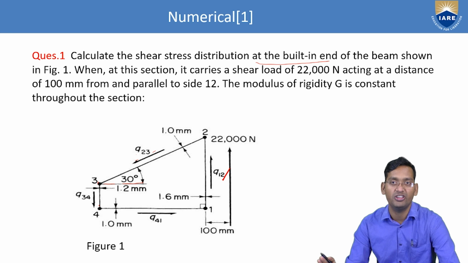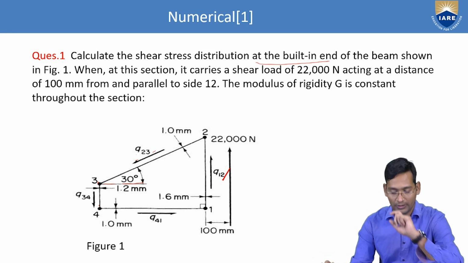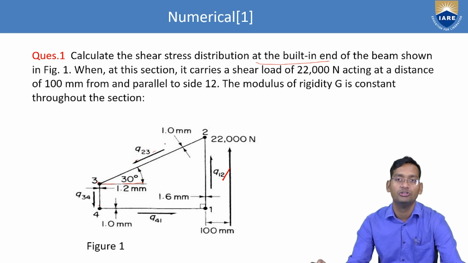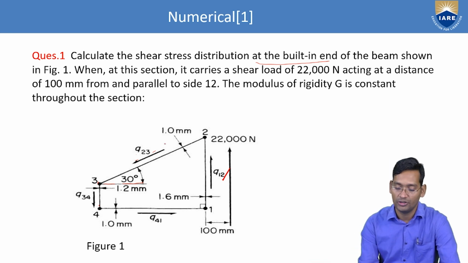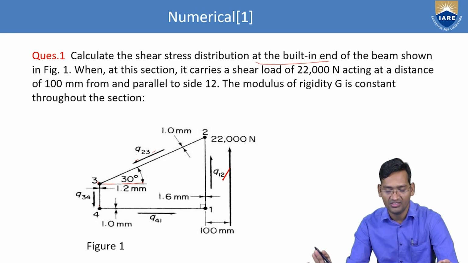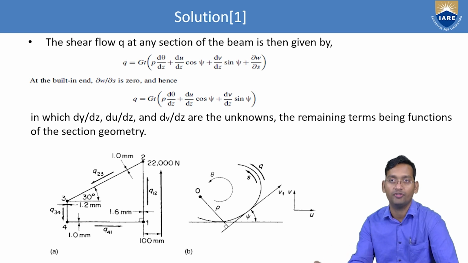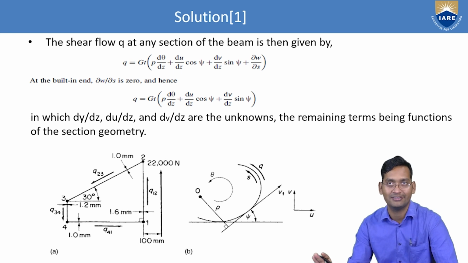So now we have the thickness of all the sides and the shear load that is applied, and in this figure you can see how the shear stress will be. Based on that only we have to calculate the shear stress distribution. Okay, so now come to the solution. Again, sign convention is important; we have to take care of the sign convention.